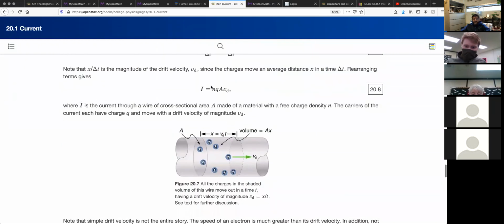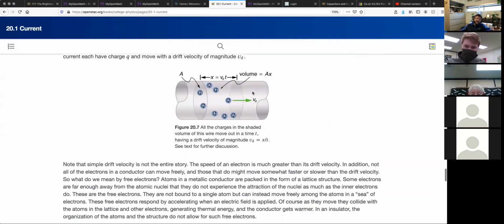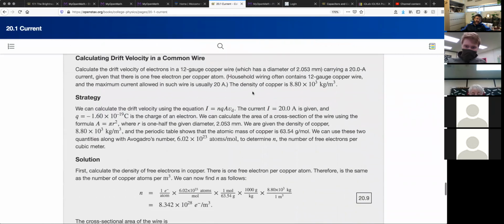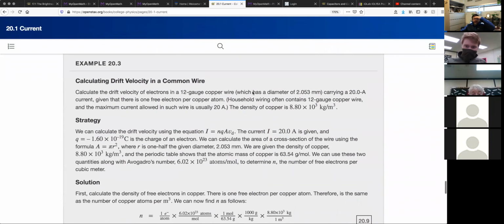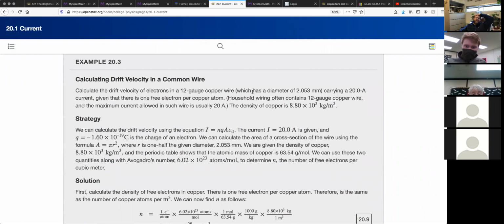So the current is equal to the number of charges times the amount of charge per charge times the cross-sectional area of the wire times the drift velocity. And we're going to use that in this example right here, where we're going to calculate the drift velocity in a common wire that's carrying 20 amps, has a diameter of 2.053 millimeters, so it's 12 gauge copper. And that's pretty normal wiring for a house.